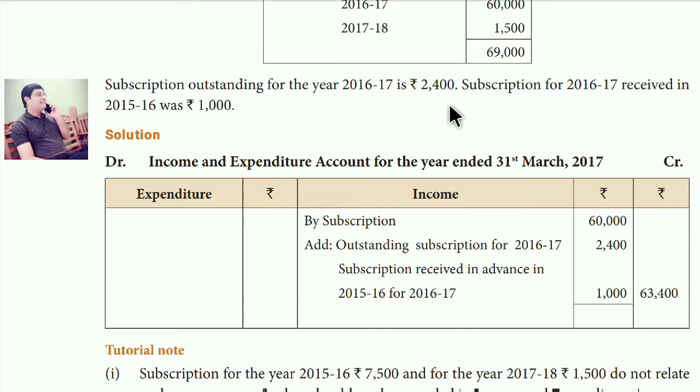Add outstanding subscription for 16-17, 2,400. This is outstanding, so subscription outstanding for 16-17 is 2,400, current year outstanding. And this is 16-17 subscription received in advance in 15-16, 1,000 rupees. So this 1,000 rupees will be added, because last year's ending advance is for the current year only, so it will be plus. So we add all this. You will get 63,400. Understand?